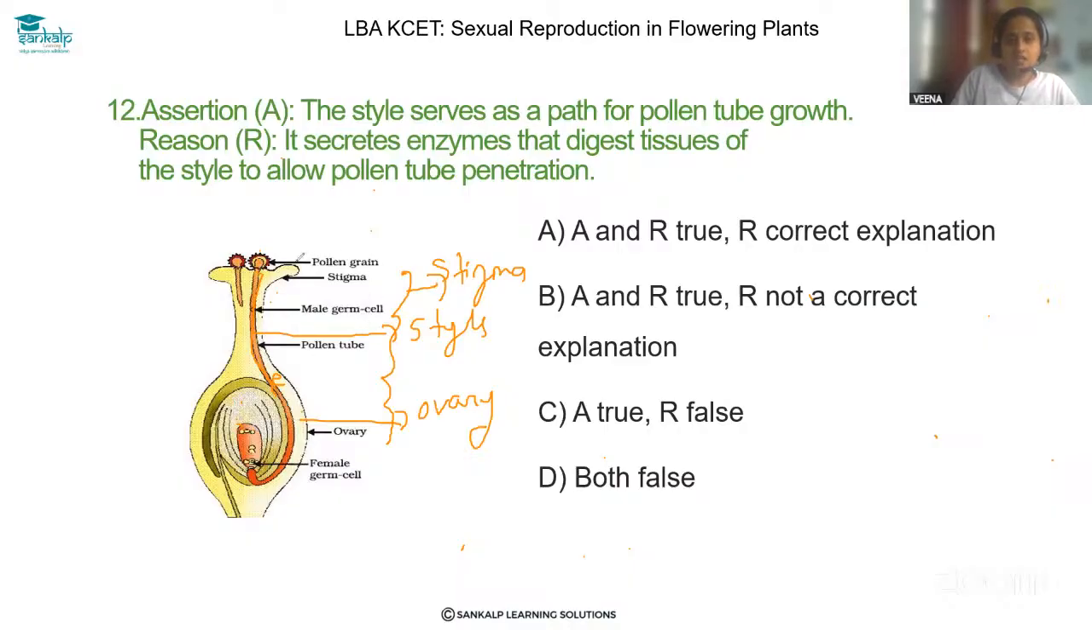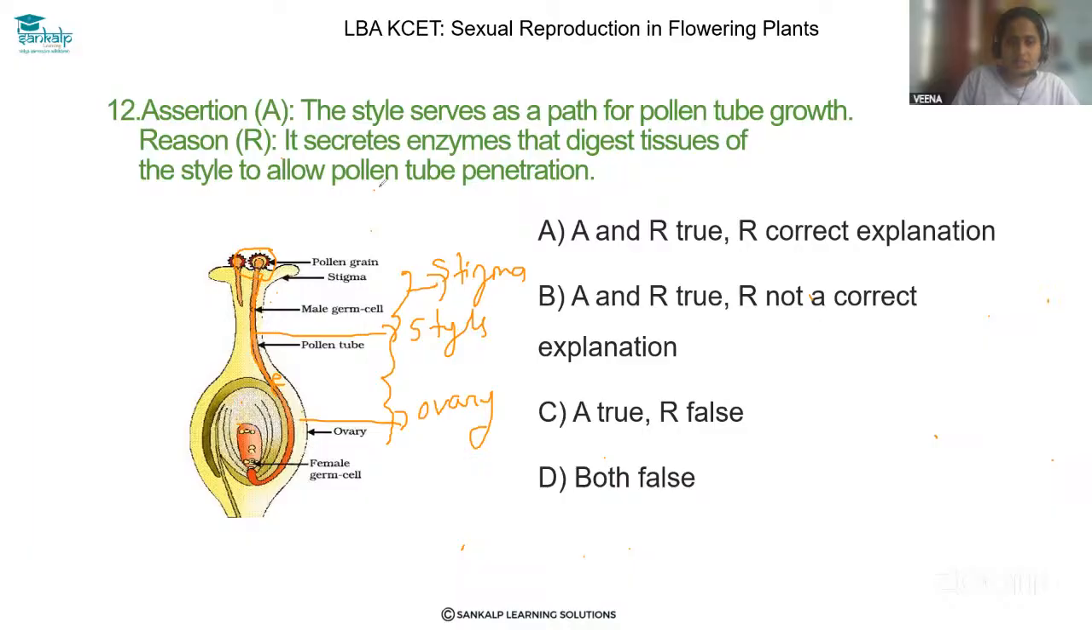And here the stigma receives the pollen grain, and then the pollen grain forms the pollen tube through the style. So it serves as a path for the pollen tube growth. That is correct, so the assertion is correct.